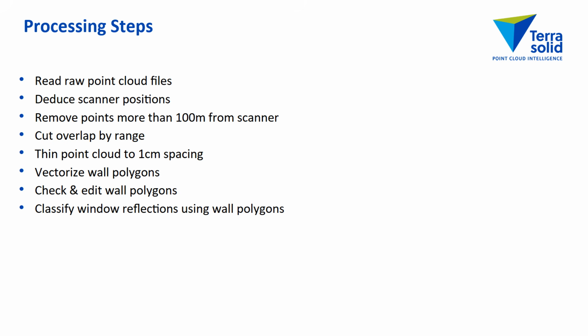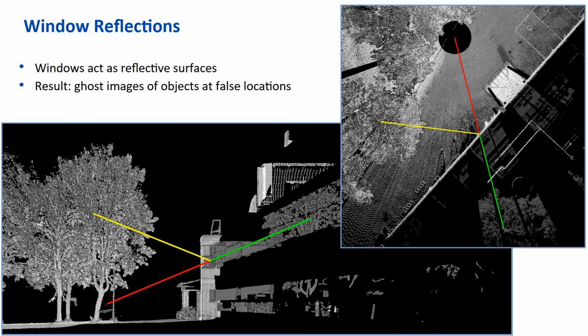In mobile data and in tripod-mounted data, we often have window reflections. So the laser pulse travels the path of the red and the yellow, but the system thinks it has traveled the red plus green path. And then we get images of objects at false locations, ghost images of trees, cars, building walls, and so on.